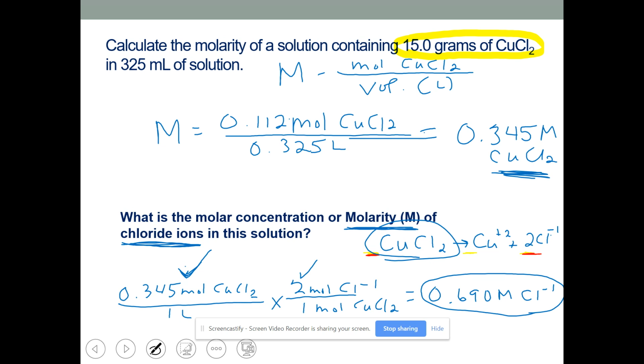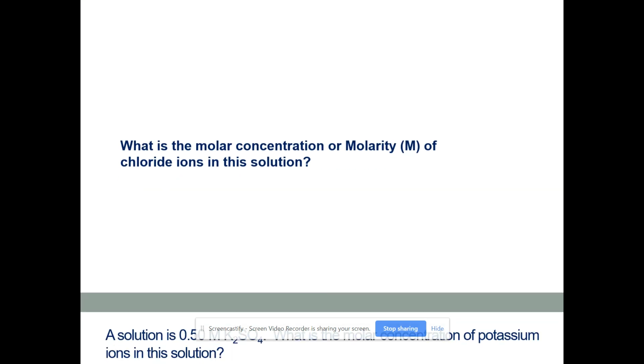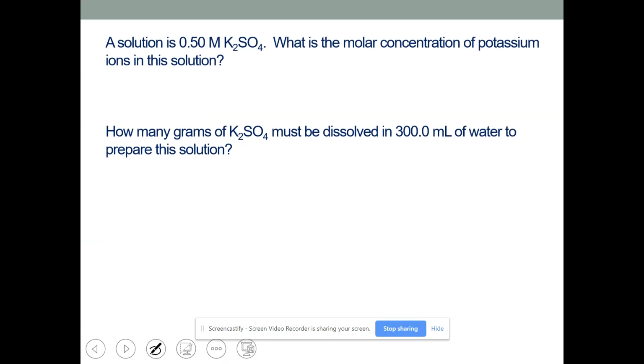So you'll see some practice problems like that, and definitely look back at this. Here's one to try. Try the top problem right here. Take the potassium sulfate, break it apart, and then just get the concentration of the potassium ions in this solution.